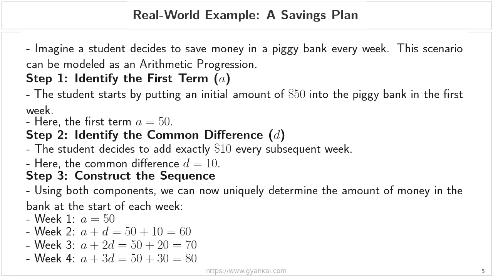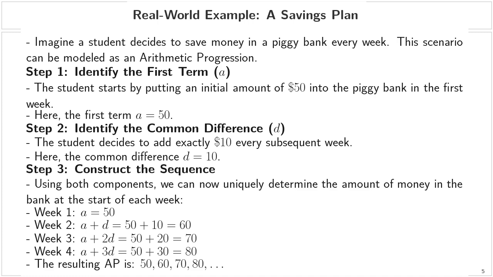In week 3, we take the first term and add the common difference twice, which is A plus 2D, so 50 plus 20, resulting in 70. By week 4, we have A plus 3D, which is 50 plus 30, giving us 80. When we write this out as a complete sequence, the resulting arithmetic progression is 50, 60, 70, 80, and so on. As you can see, without both that initial $50 and that consistent $10 increase, we wouldn't be able to predict the future balance of the savings plan. Now, while this example uses positive numbers, keep in mind that the same logic applies even if the numbers are decreasing, which we will touch upon when we look at common mistakes to avoid.